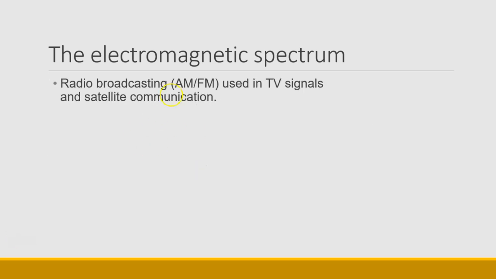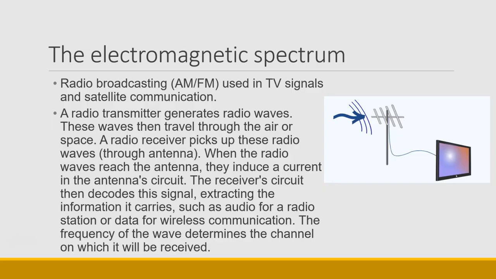Radio waves are used in radio broadcasting, in TV signals, and in satellite communications. The way it works is that a radio transmitter would generate radio waves. Then these radio waves travel through air or through space, and the receiver will pick up the radio waves through antennae. When the radio waves reach the antennae, they induce a current in the circuit of the antenna. The receiver circuit decodes the signal, it extracts information from that signal, and then it creates audio, meaning sound for radio, or data for wireless communication, or audio and visual for TV signals.